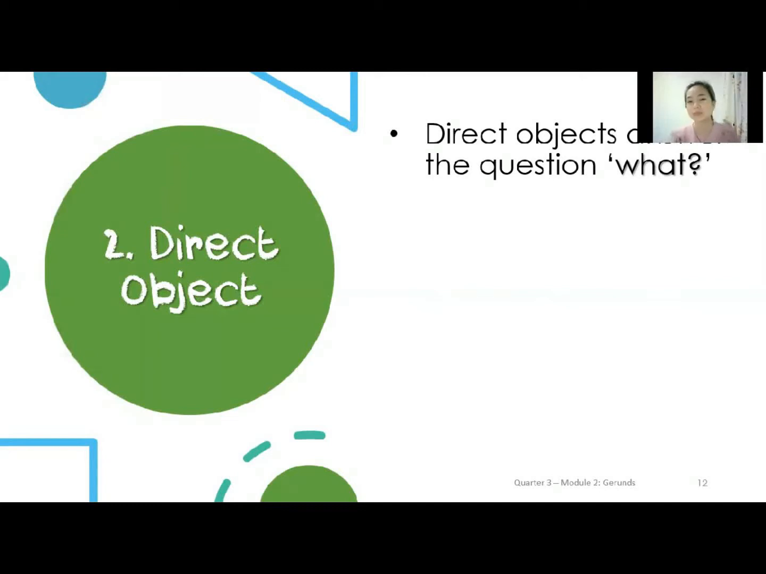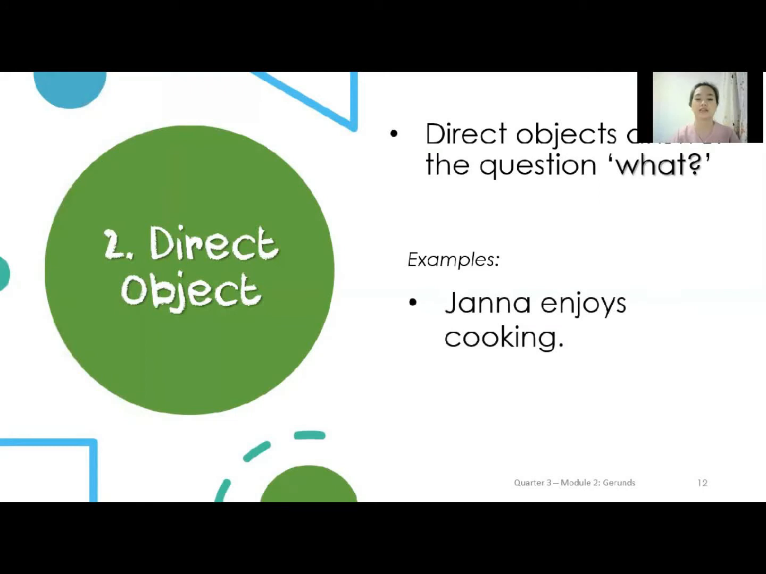But what is the difference between subject and direct object? Let us find it out in our example sentences. The first example is: Jana enjoys cooking. So what is our gerund in this sentence? All right, the gerund in this sentence is cooking. So how does it answer the question what? The question here would be, what does Jana enjoy? So what is the answer? Cooking. So cooking here as a gerund functions as a direct object because it answers the question what.